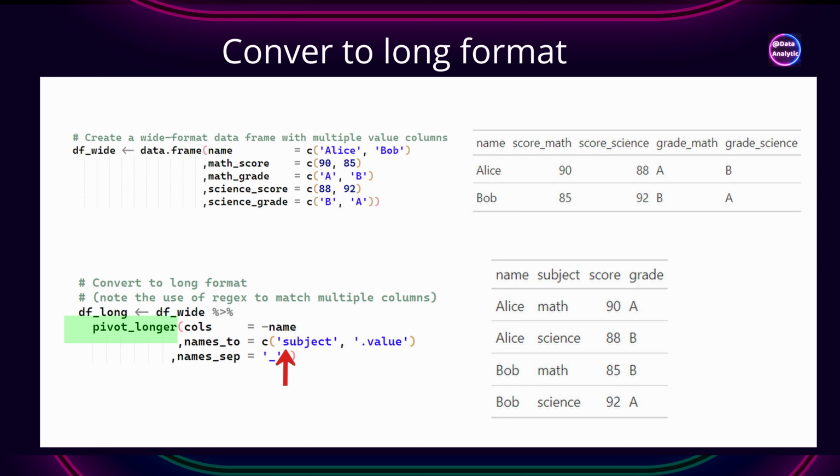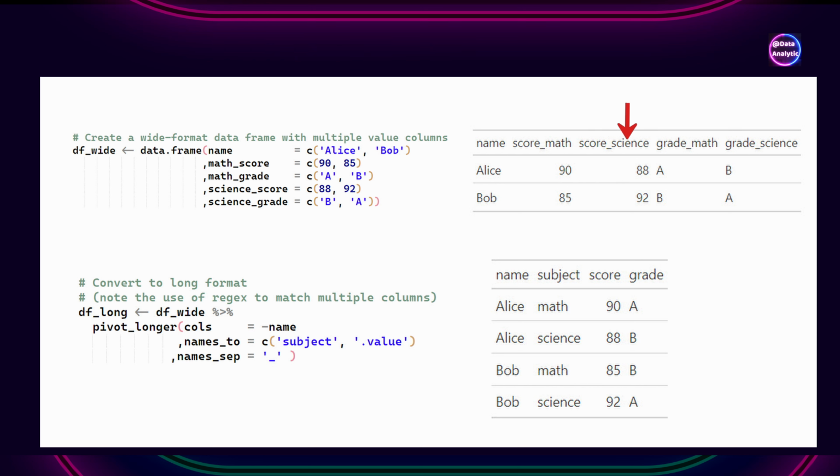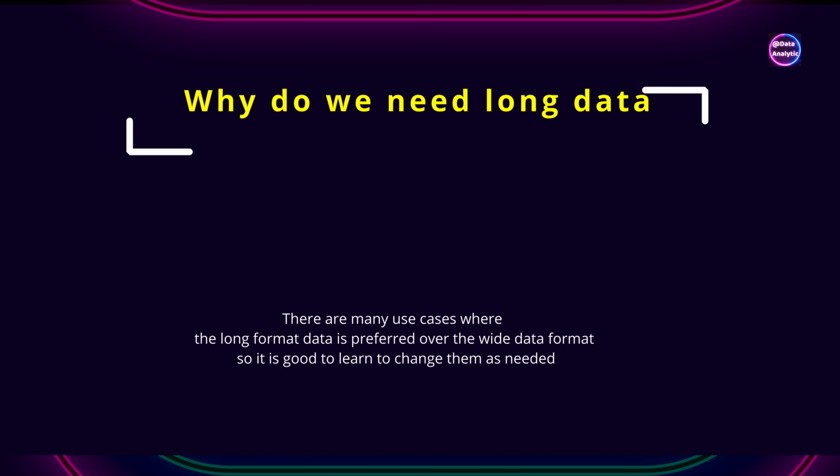names_to should be subject. The column name would be subject, and we'll be picking the values, that's why we're using .value. And then we are saying the names separator is underscore. Remember, in our names, we have score_math, score_science. That gives us an output like this, which is two columns, one for the score, one for the grade. So the next question would be, why do we need this data at all? Let's see how that solves our problems.